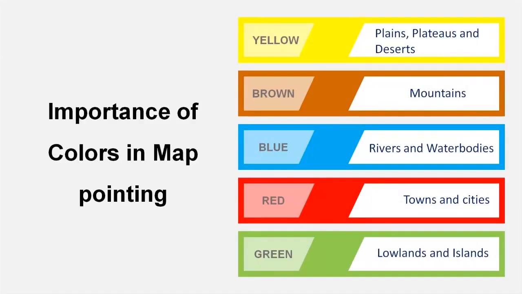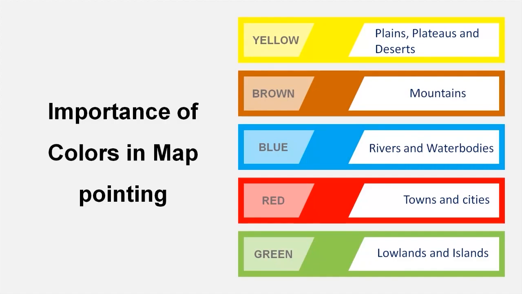You are expected to use specific colors while doing this exercise. These colors are accepted worldwide. Yellow color is used for plains and deserts. You must use orange for plateaus. Mountains are always marked with reference to rivers in brown. They should be marked with a single line as shown in the map. All water bodies must be marked in blue, including rivers, gulfs, and straits.